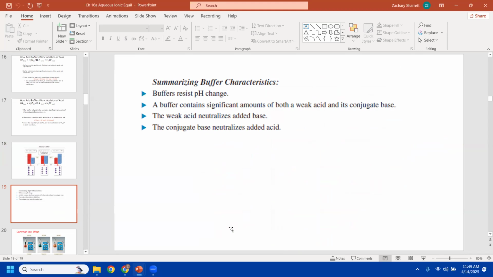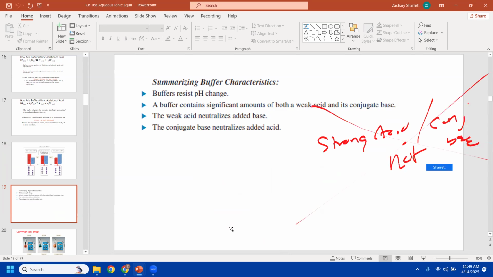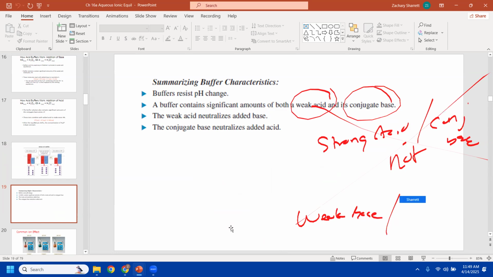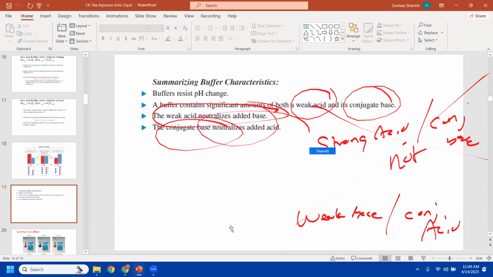A buffer contains significant amounts of both a weak acid and its conjugate base. So let's be sure that you know it cannot have a strong acid and its conjugate base. That is not a buffer system. It has to be a weak acid and its conjugate base, or it can be a weak base and its conjugate acid. We'll look at that. The weak acid neutralizes any base. The conjugate base neutralizes any acid. Okay? Yes, Jack.